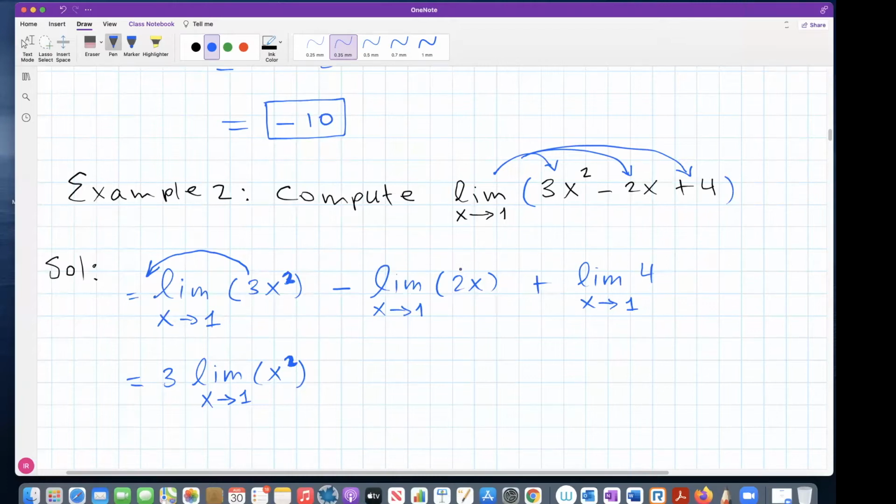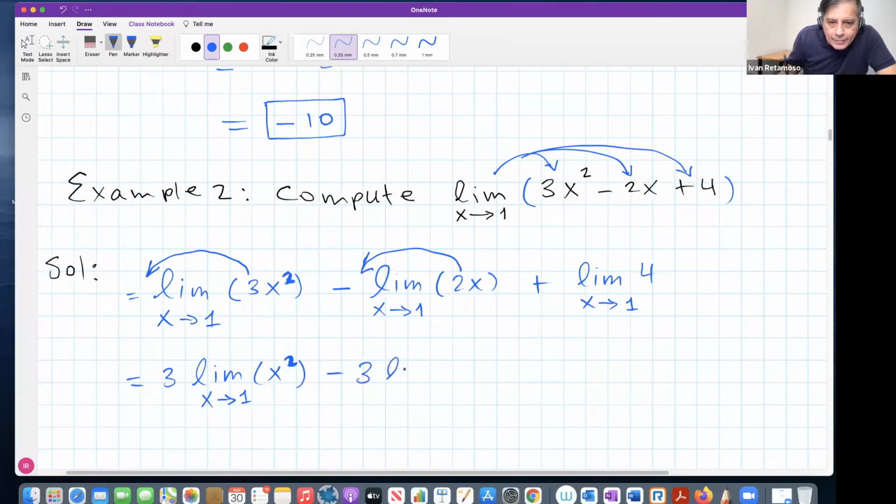Now, 2 is a constant, it comes out of the limit, and we focus on taking this limit, the identity function there. And this is the limit of a constant function as x approaches 1.